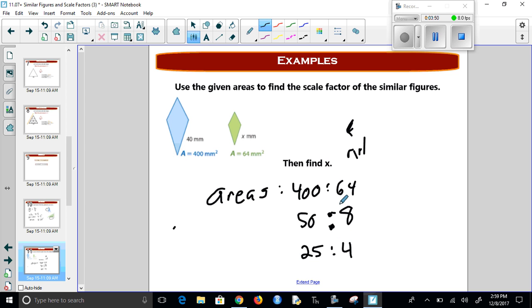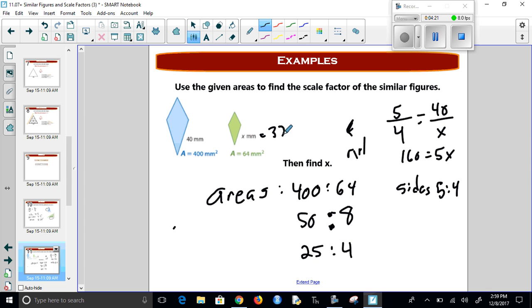So if that's the ratio of the areas, the ratio of the sides is going to be the square root of that. So the ratio of the sides is 5 to 4. Now we have to think. If the ratio of the sides is 5 to 4, so that's saying big over small is 5 to 4. This one is 40. Now we cross multiply. That's going to be 160 equals 5x. So now if I take 160 divided by 5, that's 32. So this length here is 32 millimeters.